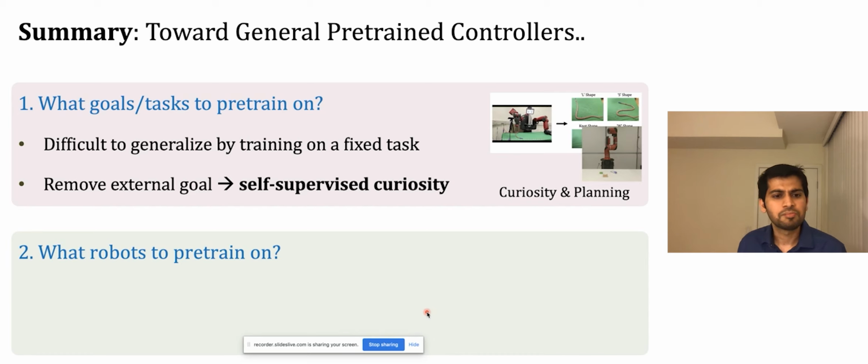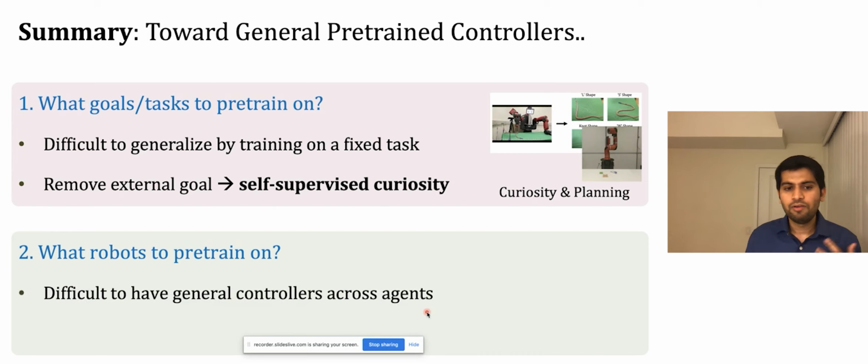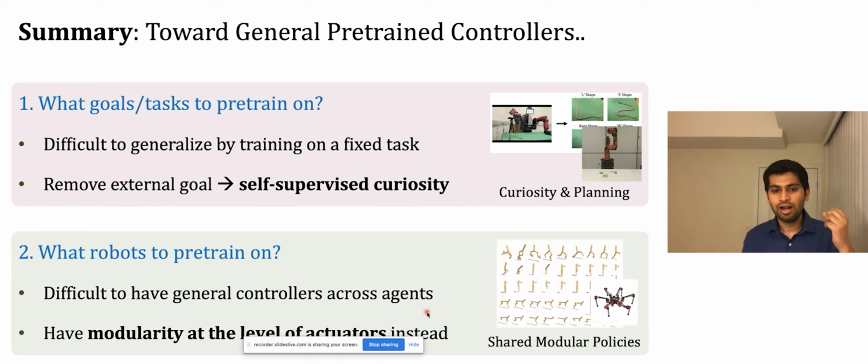As we saw in the results, it shows some promising things in deformable objects and real robots, and in simulation, of course. The second one is, how do you pre-train a robot? And what we show is it's difficult to have general purpose controllers across agent shapes. So instead of that, our idea was to have modularity at the level of motors, limbs, or actuators instead. And we show some results using shared modular policies across a wide variety of agents.